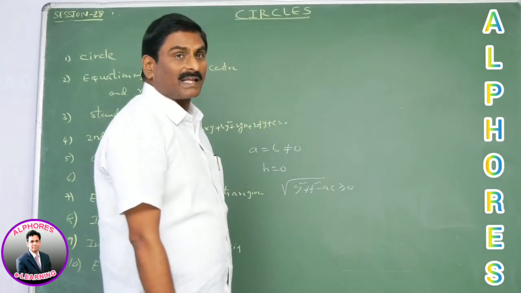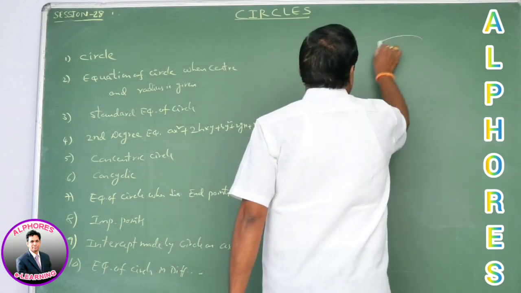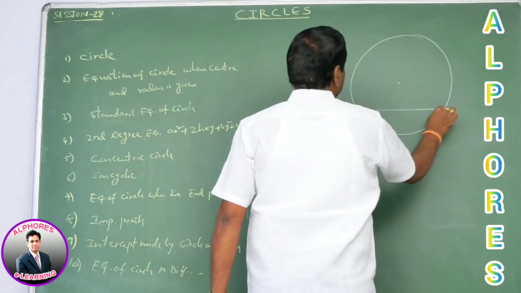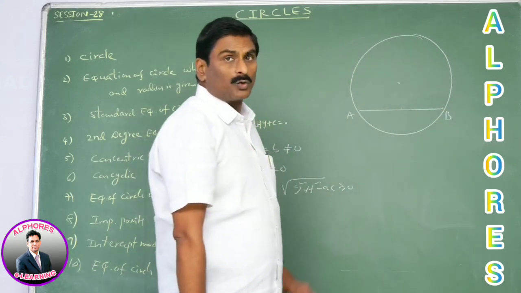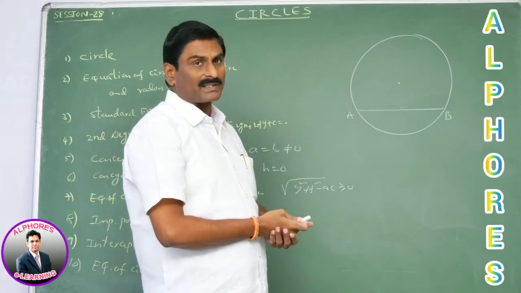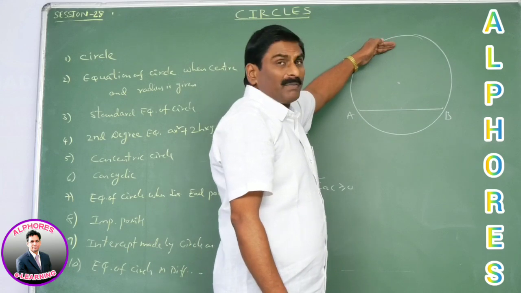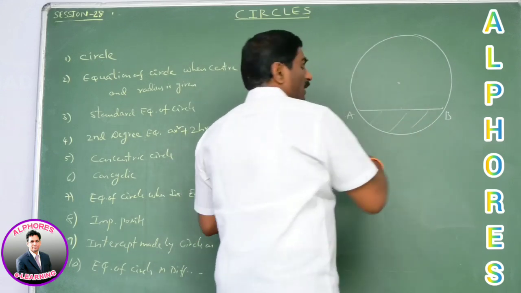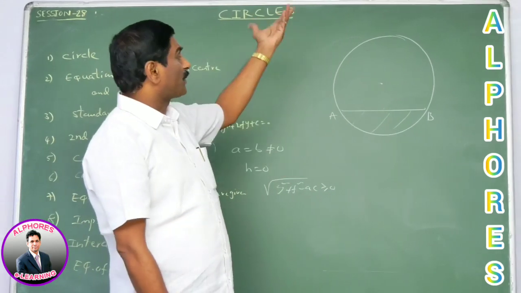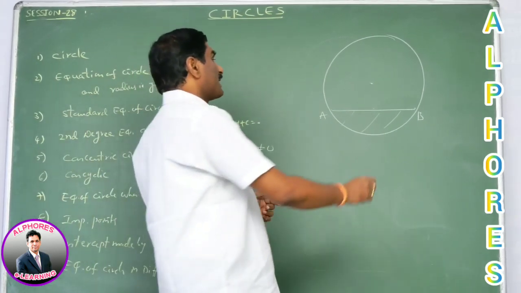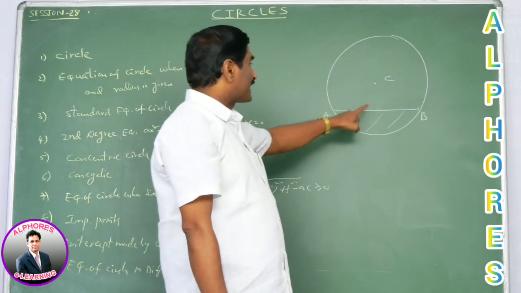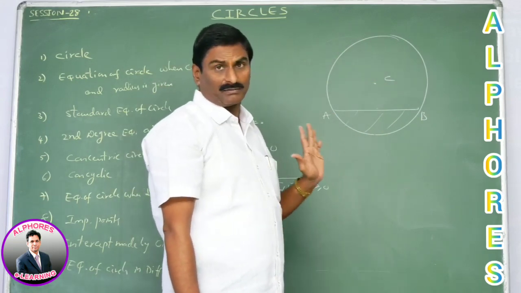Every chord divides the circle into two unequal parts. It divides the circle into two segments. This part is said to be the major segment, and this part is said to be the minor segment. The smallest part is the minor segment; the greatest part is the major segment. In the major segment, the center lies in that region. In the minor segment, the center does not lie in that region.